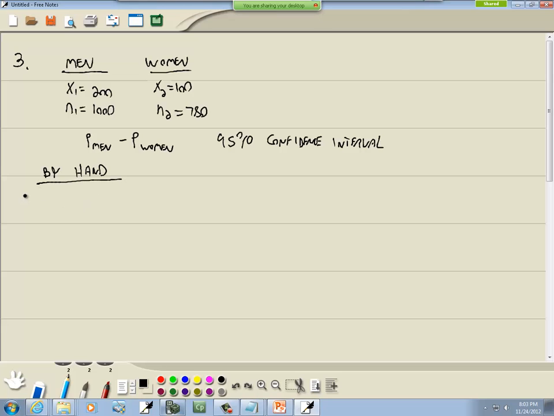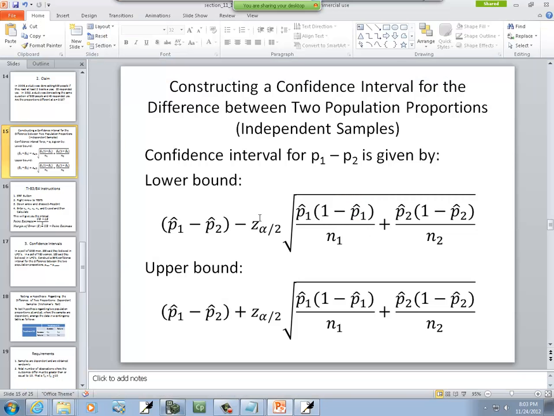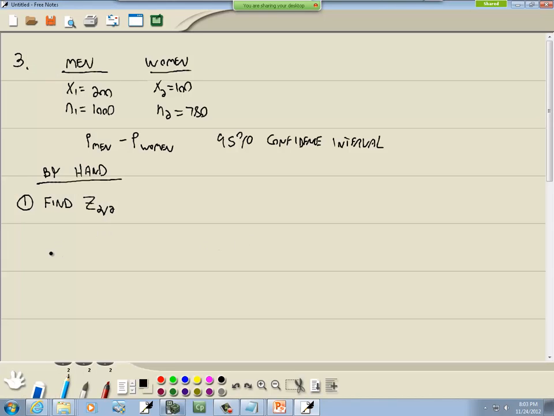So by hand. First thing we need to do is find Z alpha divided by 2. That's not 2 divided by 2, that's alpha there. That's this symbol right here. Well, we have this. We put 95% in the middle. Whatever the confidence interval is, they put in the middle. And we're going to put 5% in tails. So this will be 0.025, and this will be 0.025. Now the Z alpha divided by 2 is this value right there.